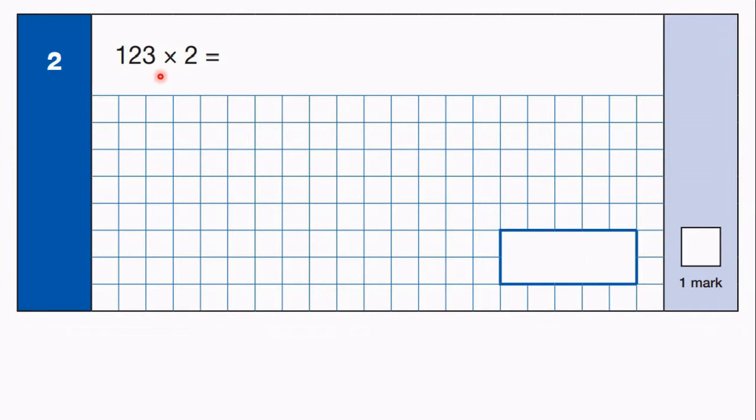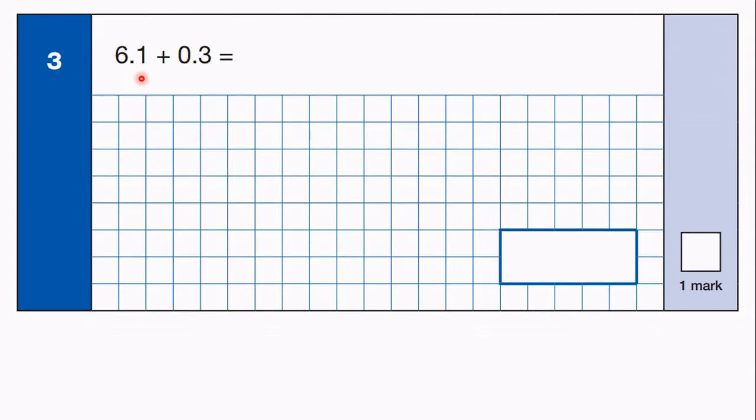Question 2. 123 times 2. Now here we can see that there isn't going to be any exchanging, so our answer is 246, because we can just multiply each digit by 2. You could use the column method, but for these early questions, try to do as much mentally as you can.